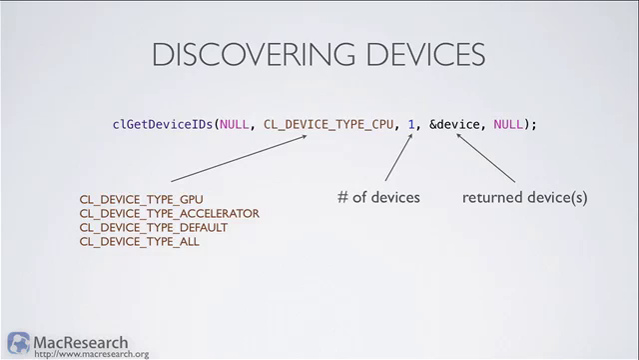You can ask the implementation, what's the default device? Whatever the implementation has specified as being a default type of device. Or you can say, just give me everything that's on the system and let me know. You also specify the number of devices you're looking for.